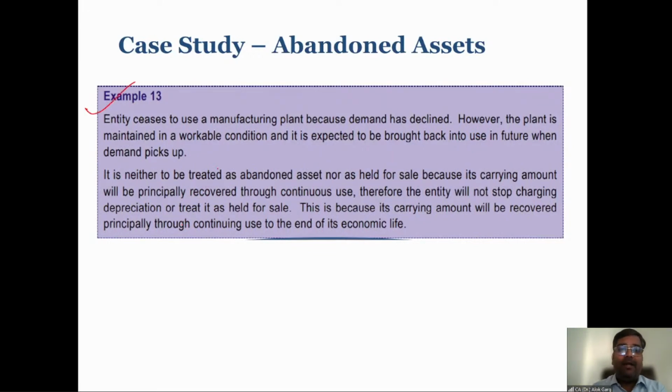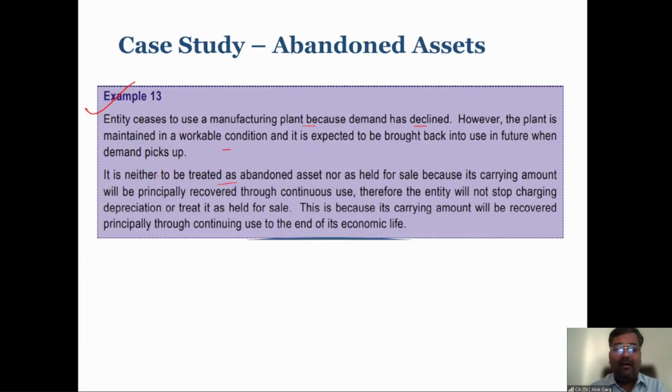Example number 13 from the Institute Study Material. An entity ceases to use a manufacturing plant because the demand has declined. However, the plant is maintained in a workable condition and it is expected to be brought back into use in future when the demand picks up, right? It is neither to be treated as an abandoned asset nor as held for sale because its carrying amount will be principally recovered through continuing use. Therefore, the entity will not stop charging depreciation or treat it as held for sale. This is because its carrying amount will be recovered principally through continuing use to the end of its economic life.